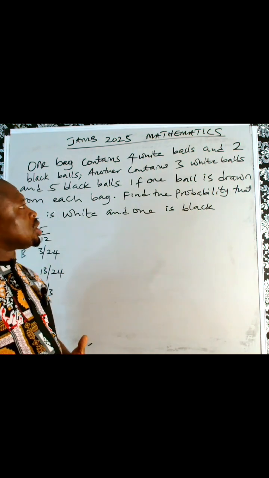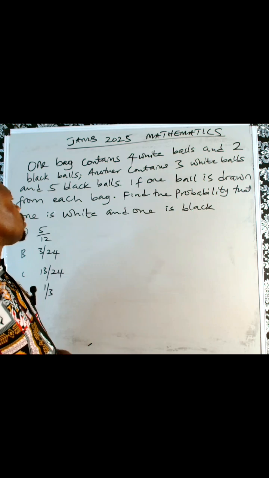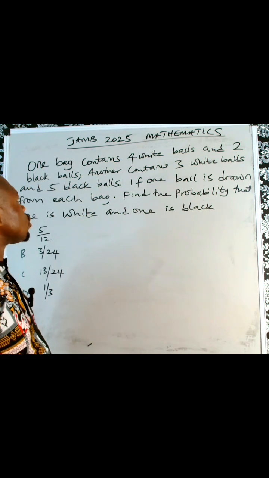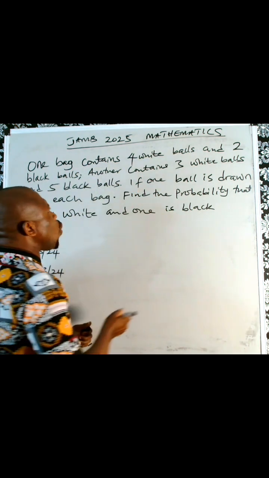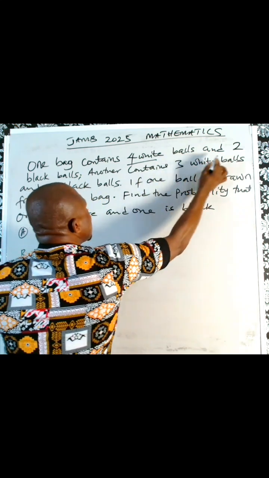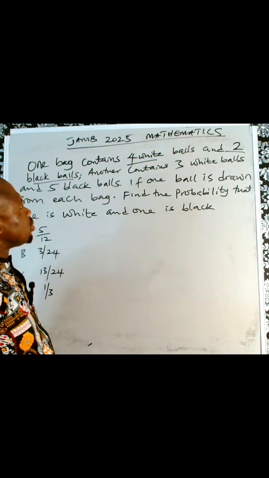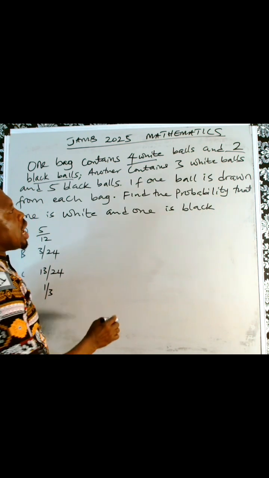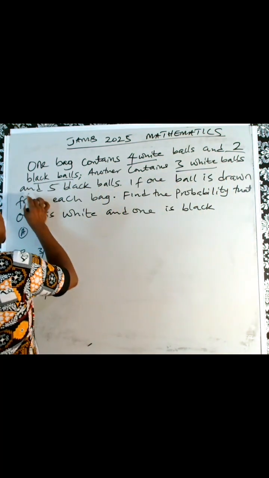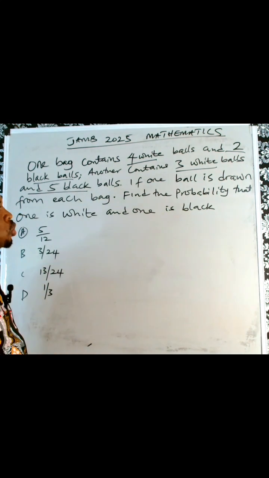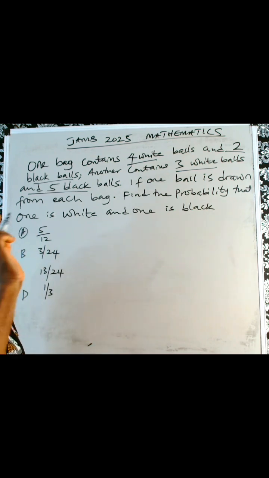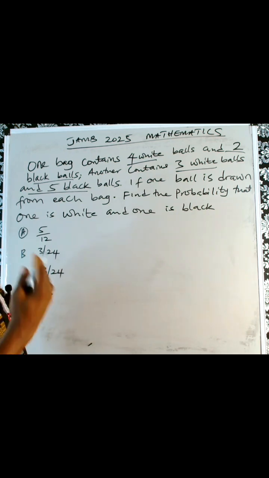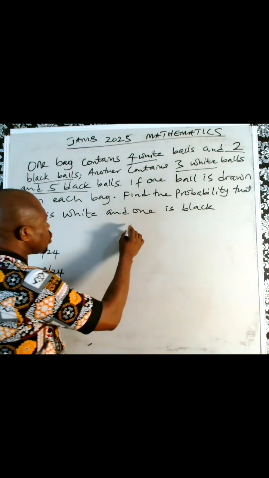Now, one of the questions that came out last year, of course, this is question number 3. The question says, one bag contains 4 white balls and 2 black balls. Another contains 3 white balls and 5 black balls. If one ball is drawn from each bag, find the probability that one is white and one is black. Solution.